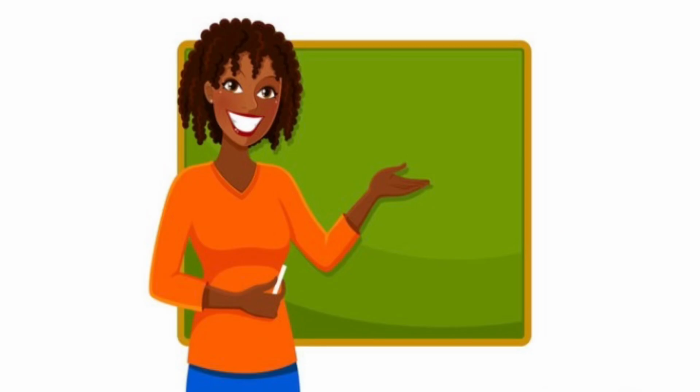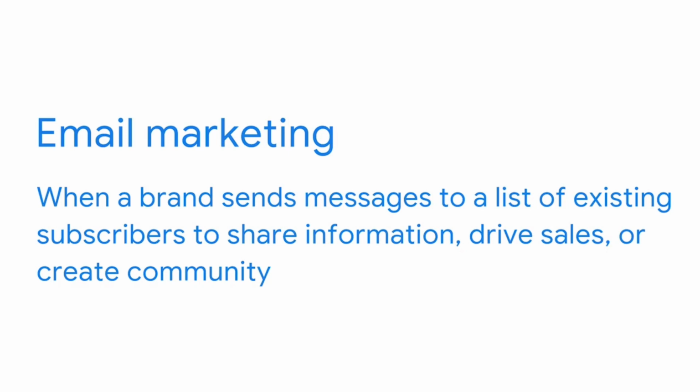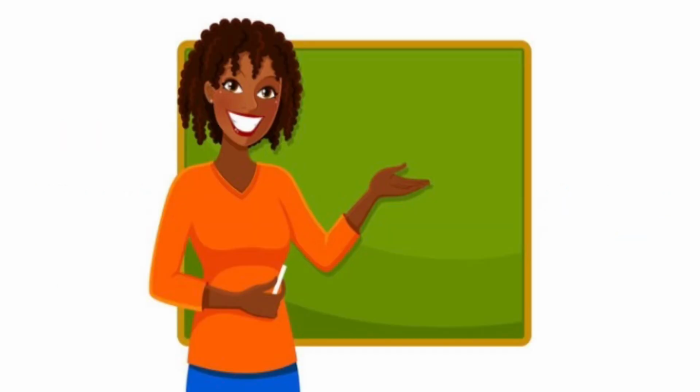So, how is email marketing different from spam? Email marketing is when a brand sends messages to a list of existing subscribers to share information, drive sales, or create community. That means sending relevant, helpful content to people who've agreed to receive it. When it's done well, email marketing helps brands build and maintain relationships with potential and existing customers.